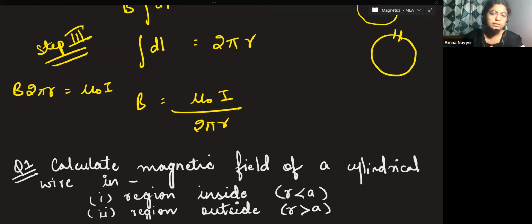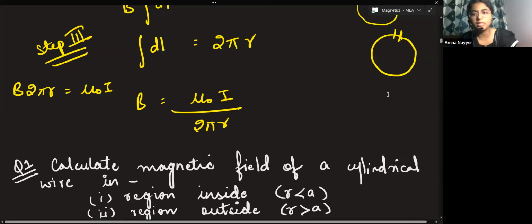See, here R is the radius of the Amperian loop. A is the radius of the cylinder.